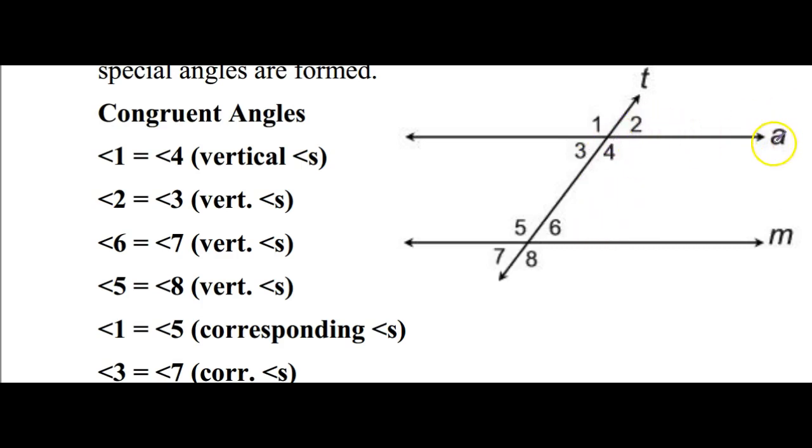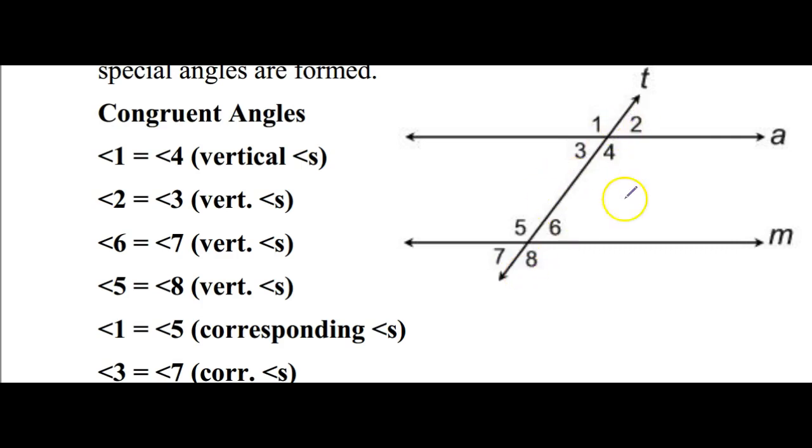Okay, the lines A and M are parallel. The transversal T passes through two points. So angles 2 and 3 are vertical angles, congruent. 1 and 4 are vertical, 6 and 7 are vertical, 5 and 8 are vertical. Our other congruent angles would be 2 and 6. They are corresponding. If we take this point, cut it and paste it on this point, 2 and 6 would overlap. So they are corresponding. 1 and 5 are corresponding, 3 and 7 are corresponding, 4 and 8 are corresponding.